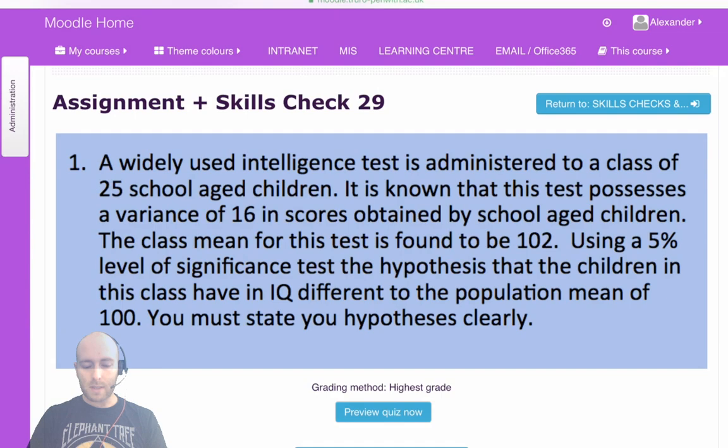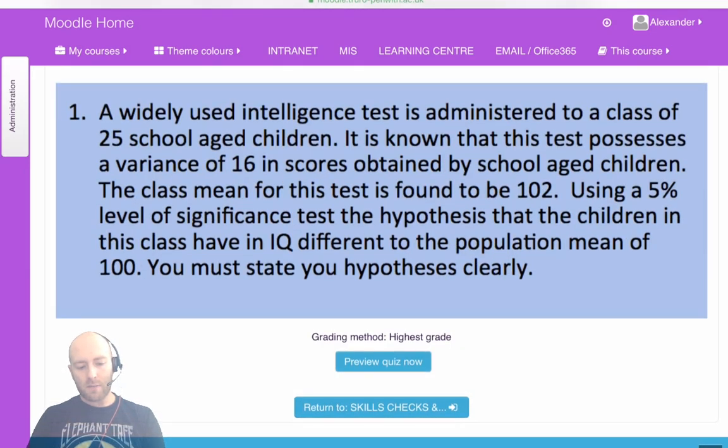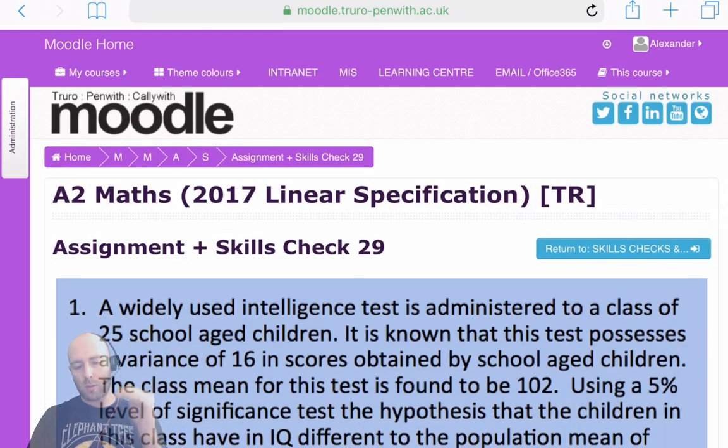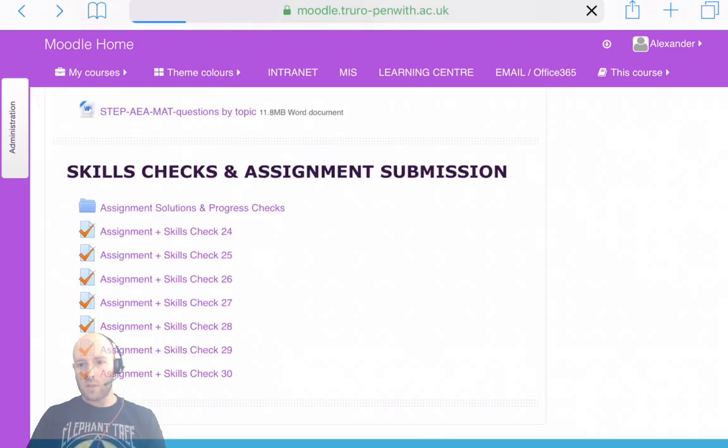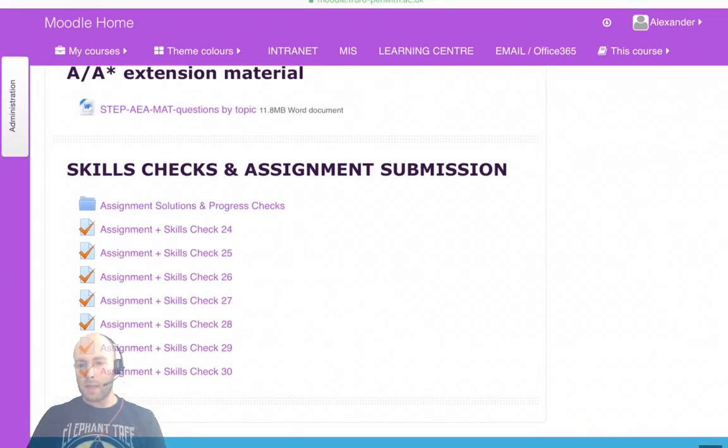So the binomial hypothesis test is there. I think there's actually 3 different normal distribution assignments. So if you guys could start working through those, that would be excellent.